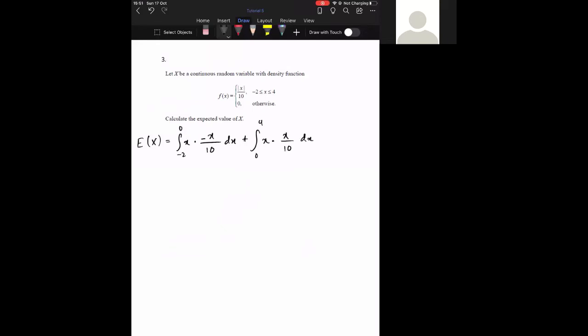Just to refresh your memory in case you've forgotten, for continuous random variables, we have E of X equals, sorry, this is a bit untidy. So we have E of X equals, this is in general for any continuous random variable. So yeah, let me just put this aside. And let's compute our integrals.